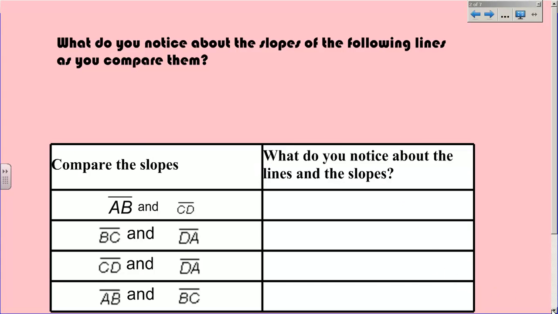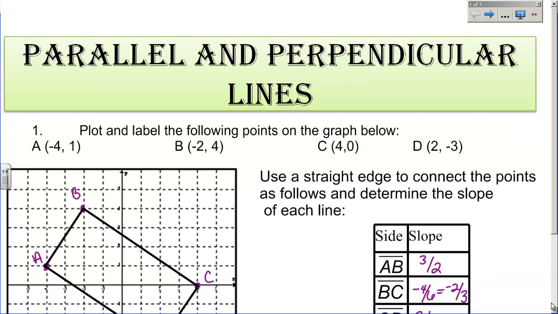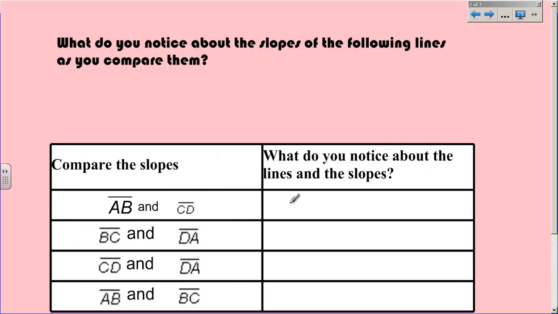So it asks, what do you notice about the slopes of the following lines? And so we're going to compare them. The slopes of AB and CD. Well, if we look here, AB and CD, hopefully you notice that they are the same. The slope of AB is the exact same slope as the slope of CD. And if you look at line AB and line CD, hopefully you notice that they are parallel. They are on opposite ends of the rectangle, and they are parallel from each other. So these slopes are the same.